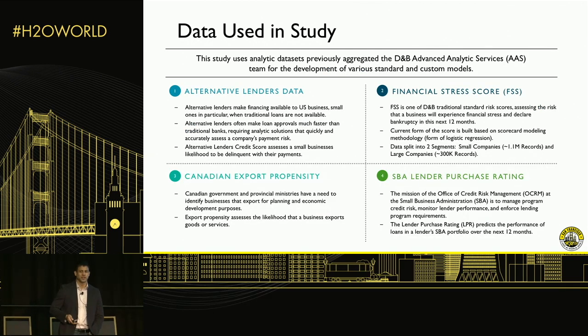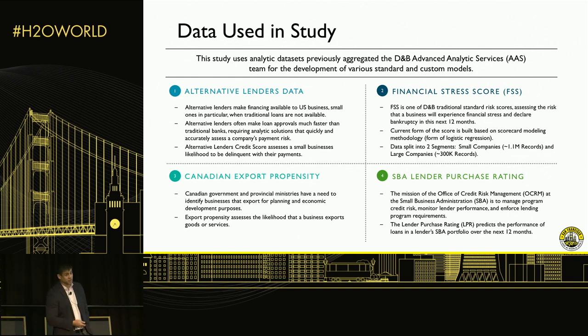What data did we use? Just a quick summary about what data we use for this analysis. Alternative lenders data, so we do research with respect to how we can give guidance to alternative lenders, or lenders that provide financing to businesses that otherwise can't get loans. Usually these decisions are quick. Usually they turn around these decisions in 24 hours to 48 hours, and it's whether a company is going to be delinquent in their loan payments or not.